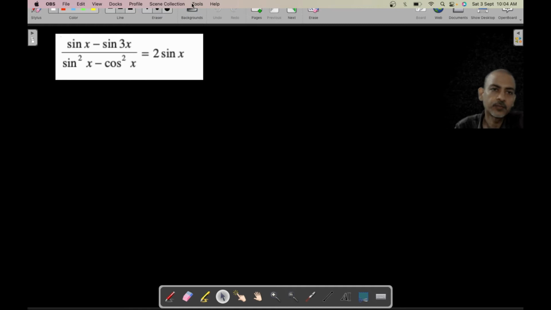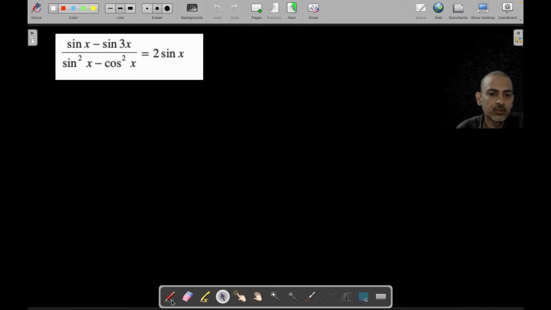So the very first problem is having some expression on the left hand side, and we need to prove it to be equal to 2 sin x. So what we got to look at is again what are the things which are being available to us. Alright, here you have got something in sin x and then something in sin 3x, and in the bottom side you are getting something also in sin square x minus cos square x. This is looking like an expression we already know. So first of all, let's understand the expression.